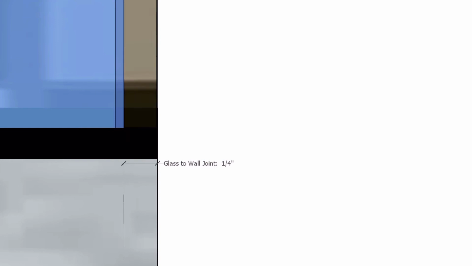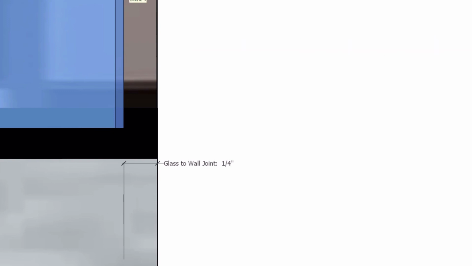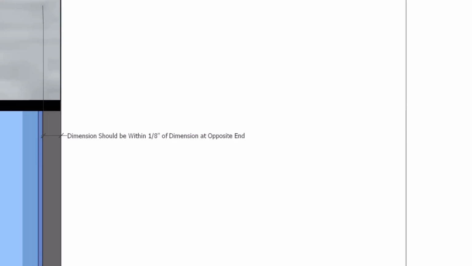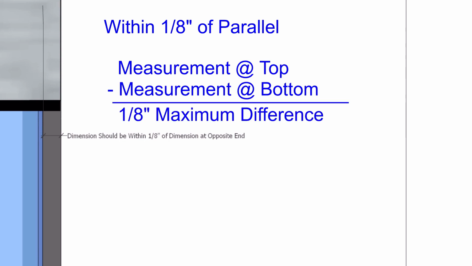Vertical edges between glass panels and substrate should be 1/4 inch if not otherwise specified. That is, when we're converting field measurements into glass sizes, we want to allow 1/4 inch of space where the glass meets the substrate at the vertical condition. Vertical edges between glass panels and substrate should be within 1/8 of an inch of parallel as measured at the top and bottom extremities of the joint. That is, the difference between the measurements at the top of the glass and the substrate and the bottom of the glass and the substrate should not be more than 1/8 of an inch.